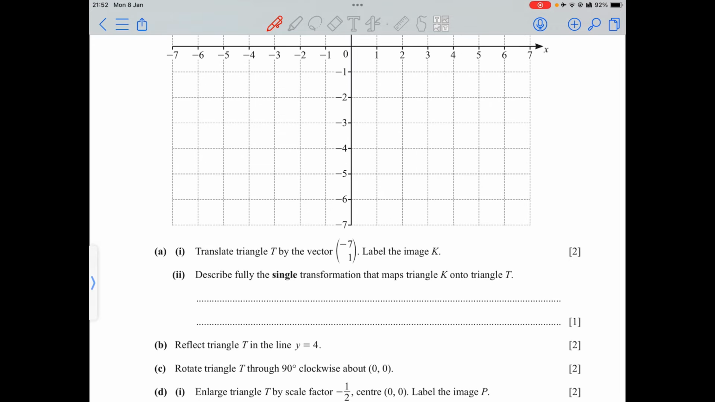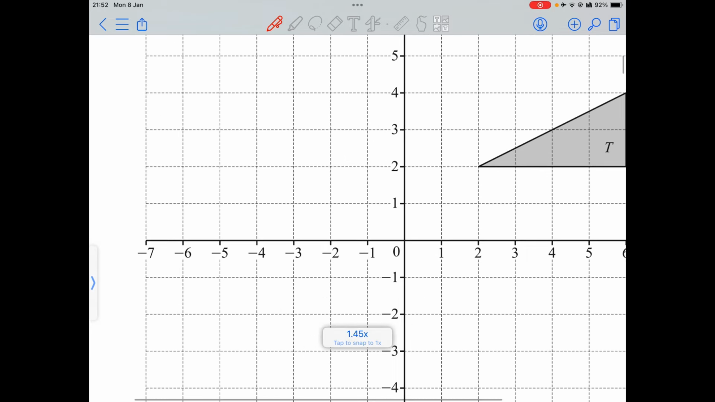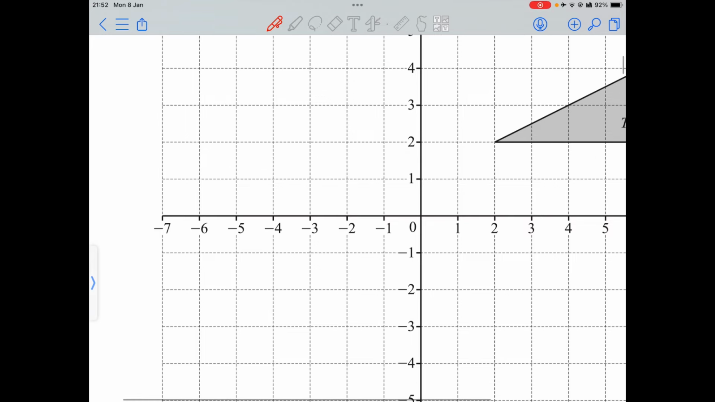Translate triangle T by vector -7 and 1. When it is -7, you basically have to move the point left or right. Right means positive and a negative value means towards the left. So if you move 7 from here, this is a 2. 2 minus 7 is basically -5. I prefer this method over actually counting.